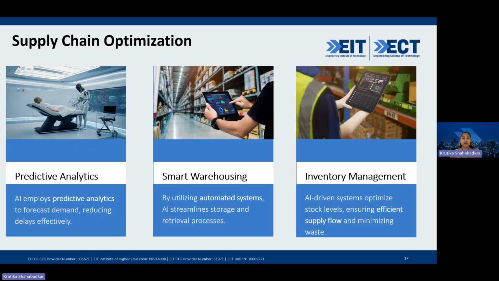Another critical area is supply chain optimization. AI uses predictive analytics to forecast demand and reduce delays. Then, smart warehousing employs automation for efficient storage and retrieval, while AI driven inventory management maintains optimal stock levels. Together, these applications reduce waste, minimize stocks, and improve the overall flow of materials, which directly impacts the ability to deliver high quality products on time.